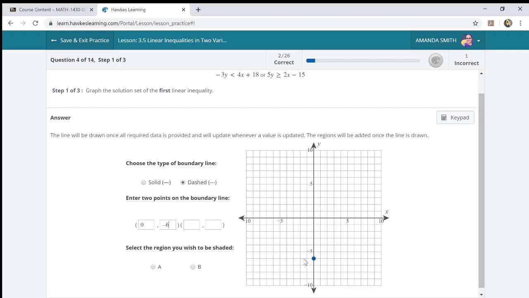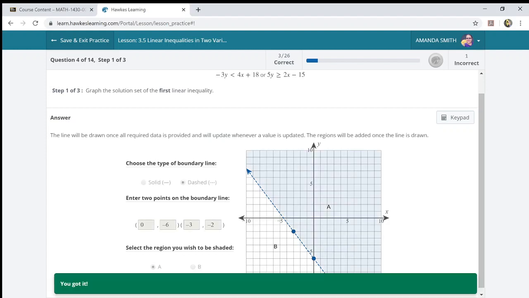So I'm going to start at this point, and I'm going to go up 4. So 1, 2, 3, 4. And then from there, I'm going to go to the left 3. 1, 2, 3. And this is the point negative 3, negative 2. So I will type negative 3. And there's my line. And we said that we were going to shade above it. So in this instance, above is A. And we submit this part of our answer.